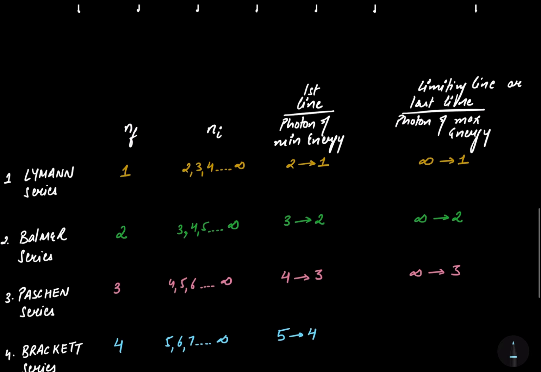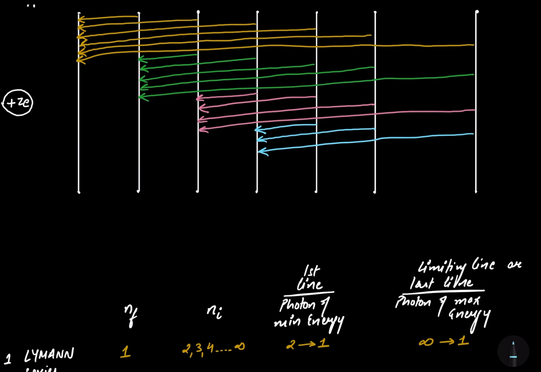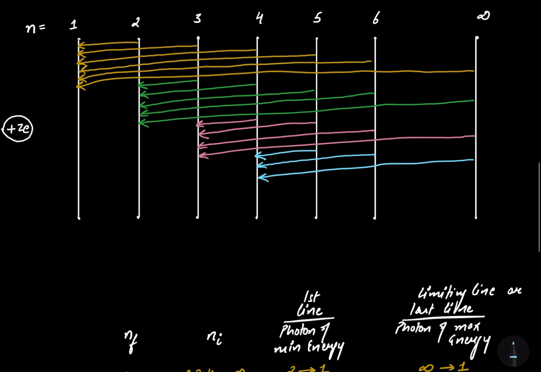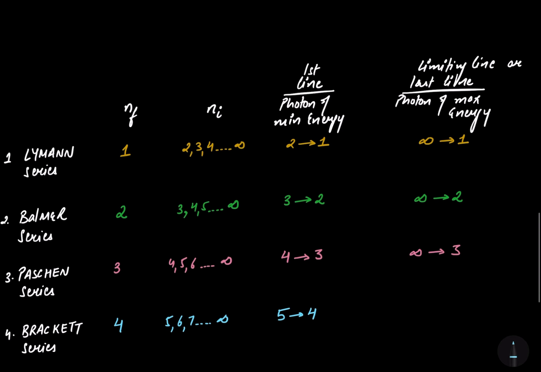Now let's talk about the limiting line or the last line, that is the photon emitted of maximum energy, which will be of transition of electron from infinity orbit to the fourth orbit. So I'm writing from infinity orbit to the fourth orbit or the fourth stationary state. So that's the Brackett series.